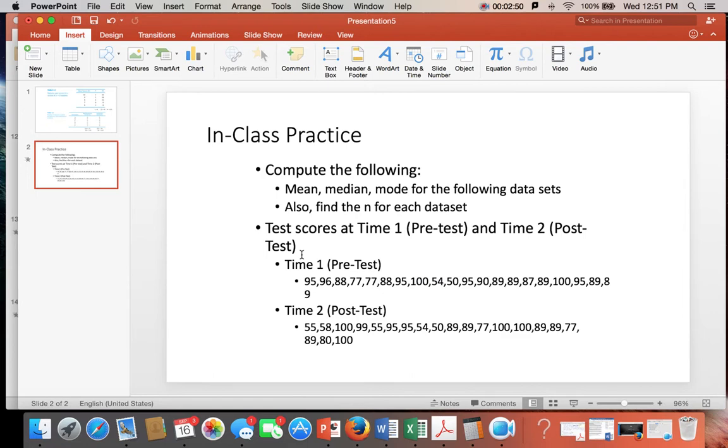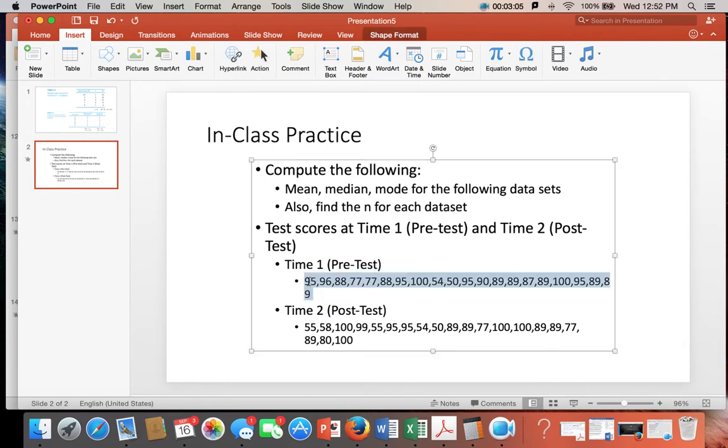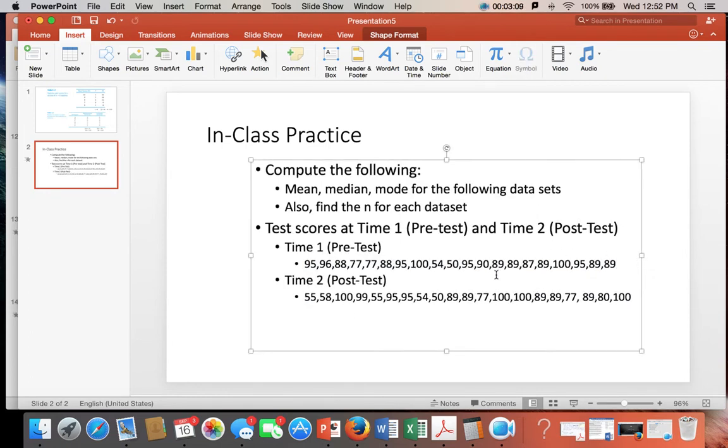Now, in our second in-class practice example, I had told you all to calculate the mean, median, mode, and also sample size for time 1 and also for time 2, so for the pre-test and also for the post-test. The first step that we would always want to take whenever we're working with the data set, since we are interested in the median, is to put all our scores in order.